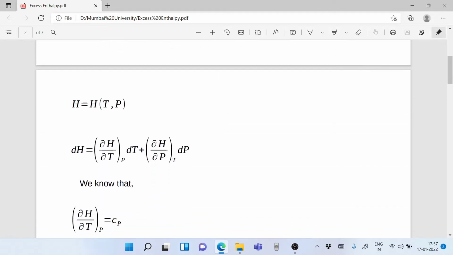Well, when we are talking about enthalpy of an ideal gas, then enthalpy here is a function of only temperature. But when we talk about real gases, then enthalpy here is a function of temperature and pressure. This is the difference between ideal gas enthalpy and real gas enthalpy.